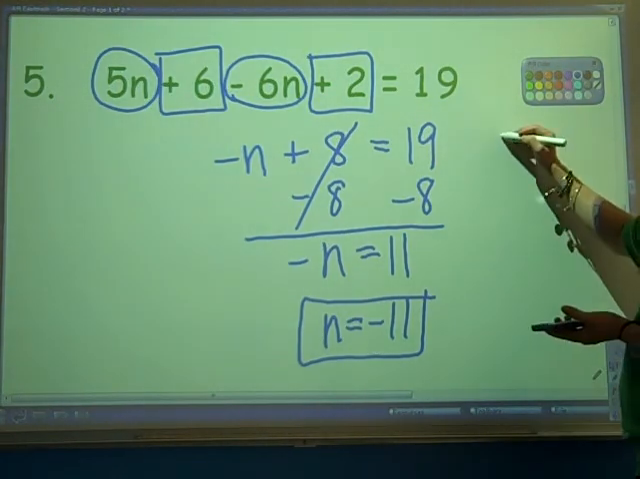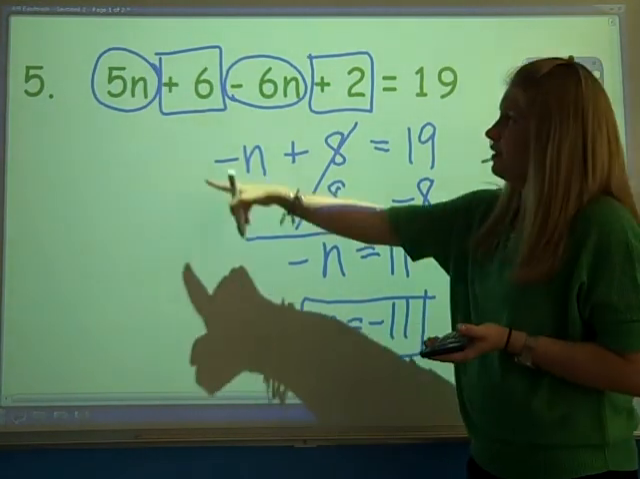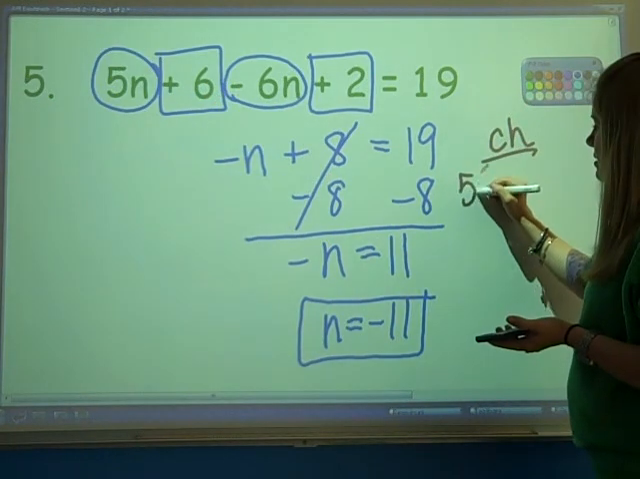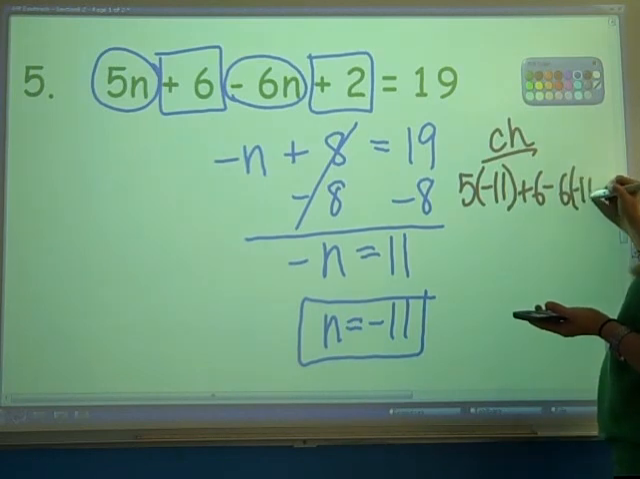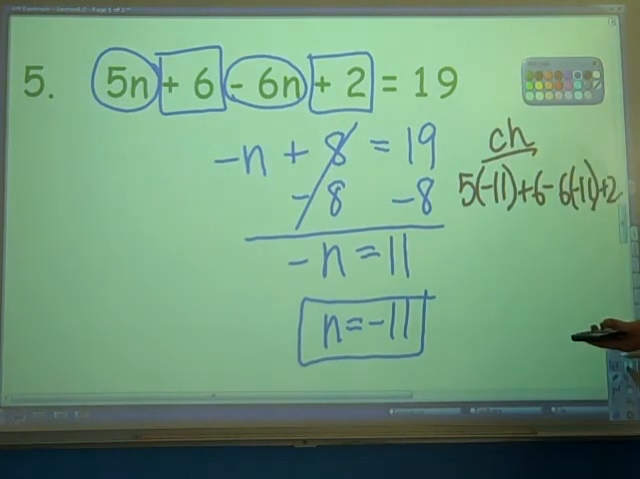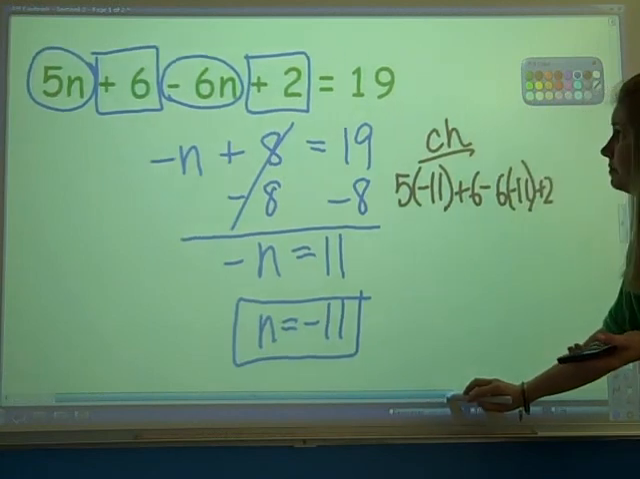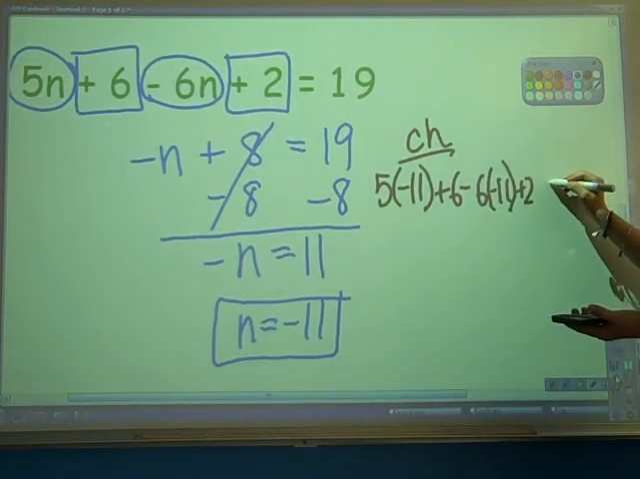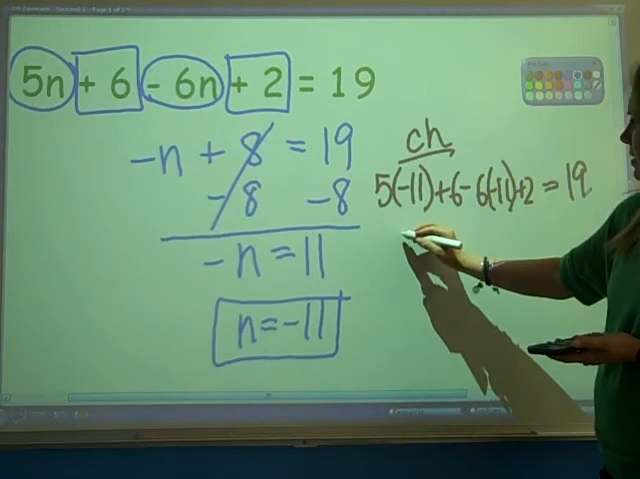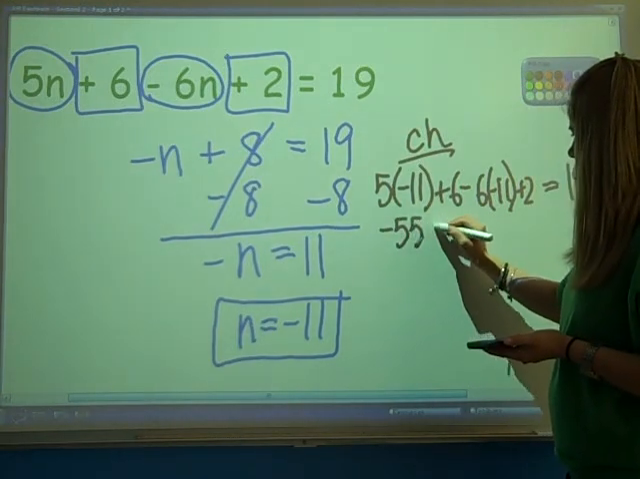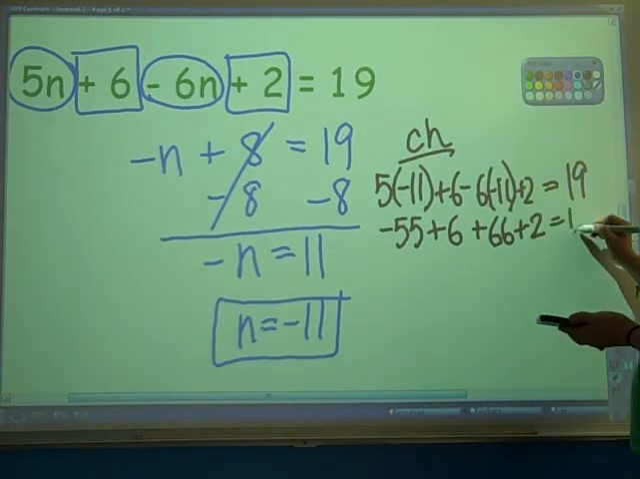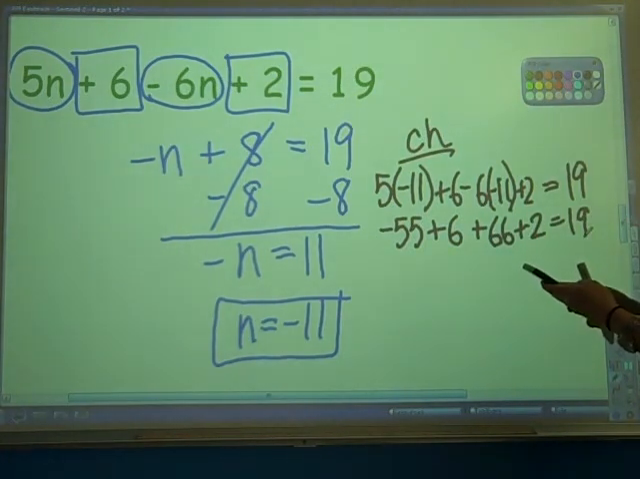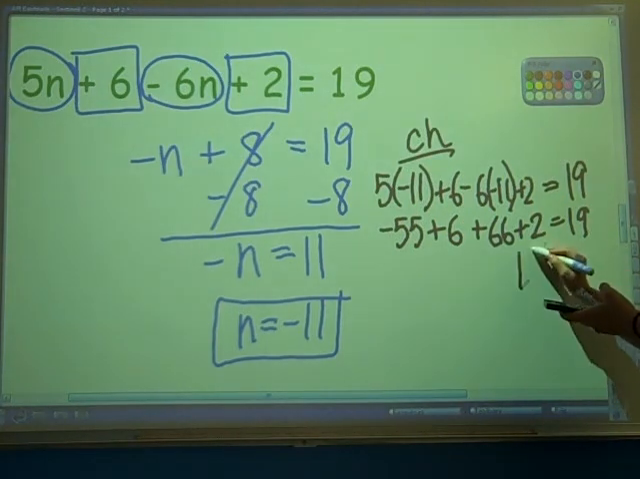To do your check, plug in negative 11 into each spot. 5 times negative 11 plus 6 minus 6 times negative 11 plus 2 is all supposed to equal 19. This would be negative 55 plus 6 plus 66 plus 2 is supposed to equal 19. I'm going to use my calculator to help here. And I get 19 equals 19.